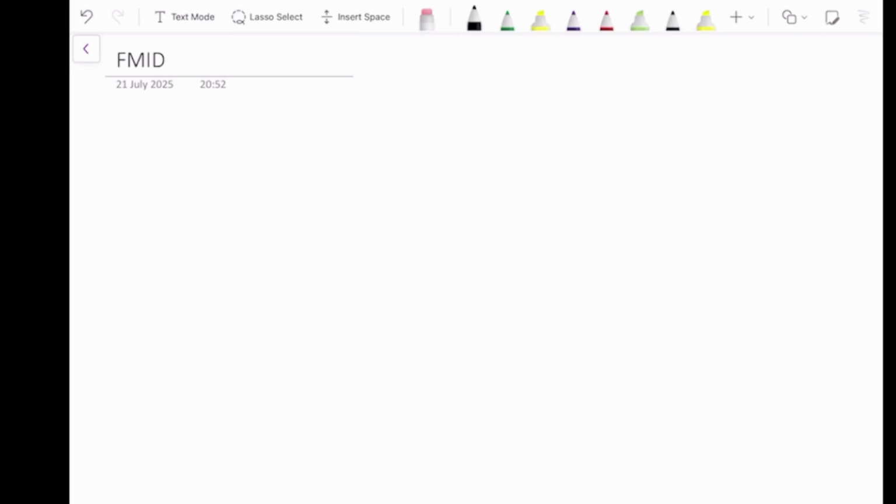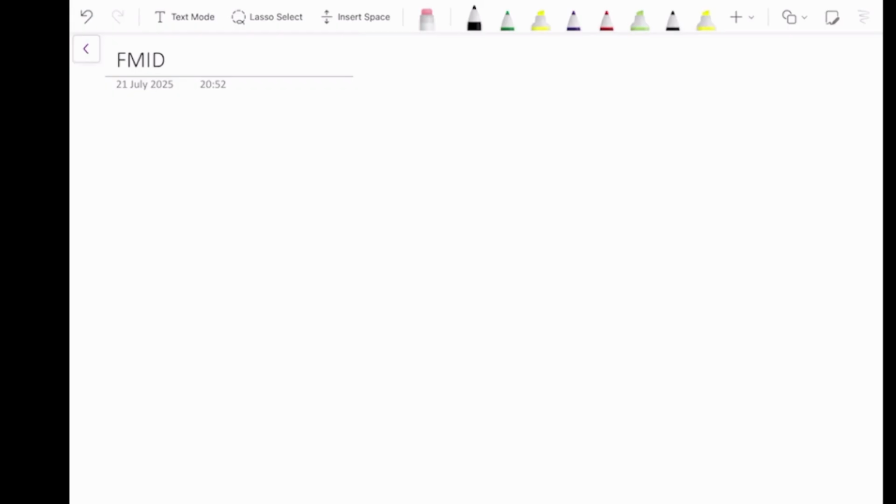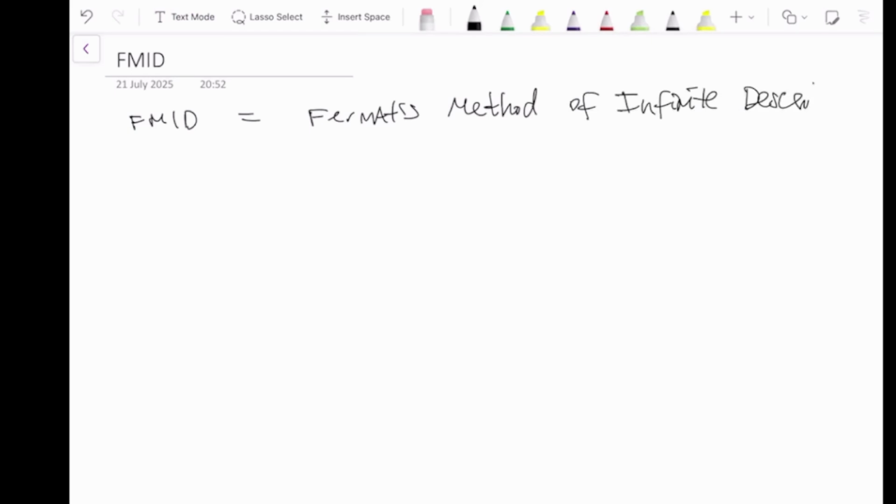Today we will look into Fermat's method of infinite descent. So what is it? It's called FMID. It is a very intuitive idea.